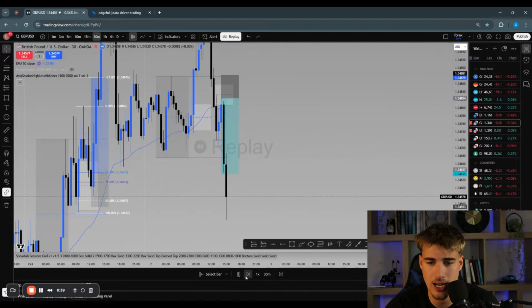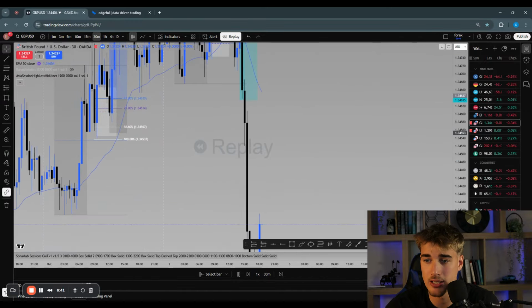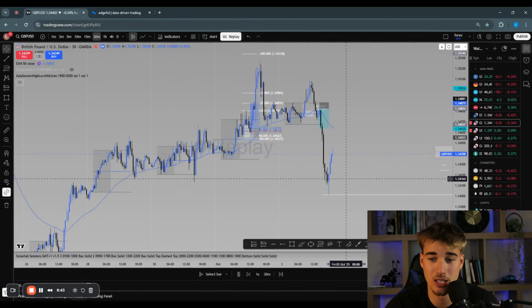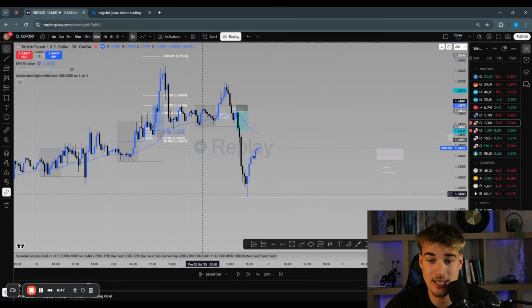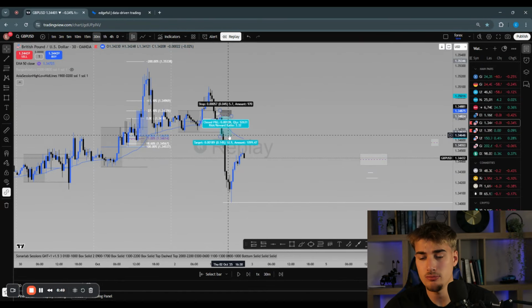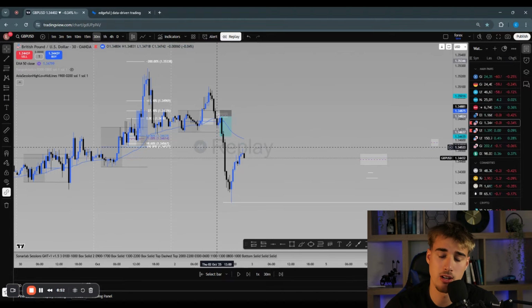Just to show you where price actually all the way went. I mean, this thing dipped very much to the lows there of the previous weekly lows. So that is quite interesting to see. We could have held the trade a little bit longer and made more profit, but I think we just wanted to bring the account back to break even.